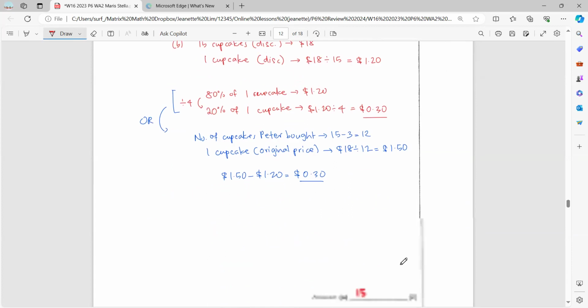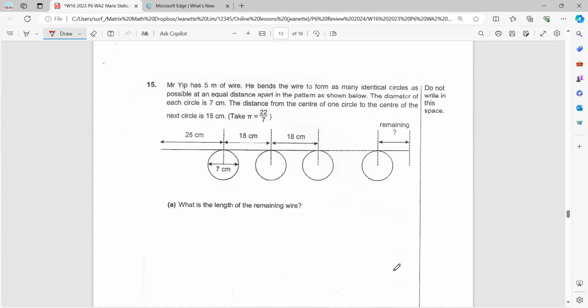Question 15. Mr. Yip has 5 meters of wire. He bends the wire to form as many identical circles as possible at an equal distance apart in the diagram in a pattern as shown below. The diameter of each circle is 7 cm. The distance from the center of one circle to the center of the next circle is 18 cm. So what is the length of the remaining wire?